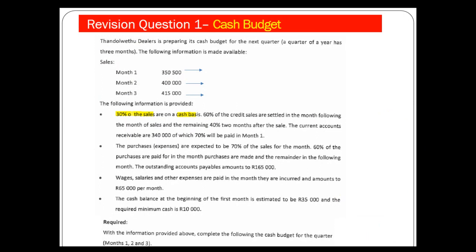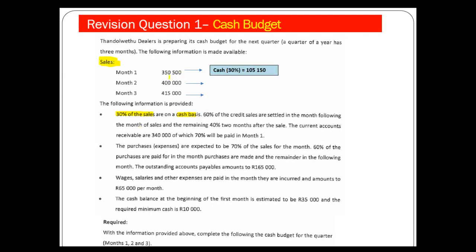Before we can go further, because they said 30% of sales are cash, we need to analyze that information so that by the time we record, all the figures will be ready for use. Remember, we've got different exam techniques. As my technique, let me divide these months. For example, month 1, I've got 350,500. This 350,500 consists of cash and credit. But they told me that only 30% of these sales are cash.